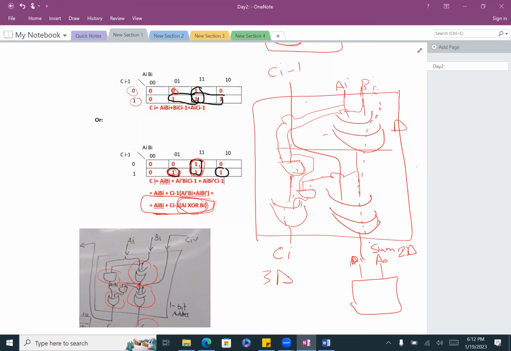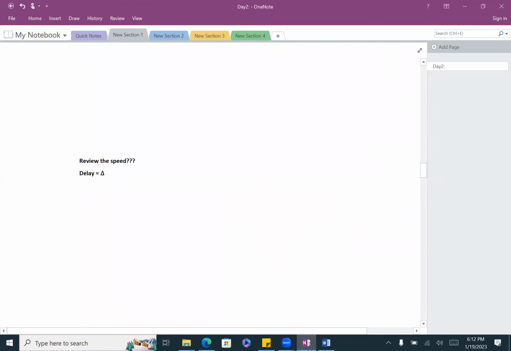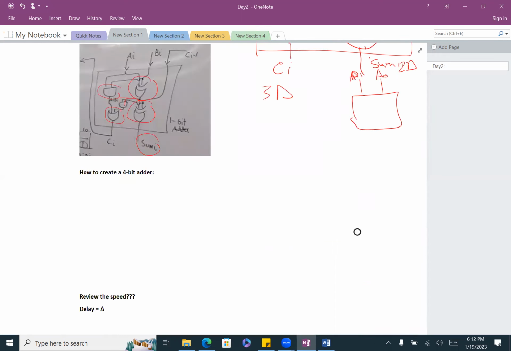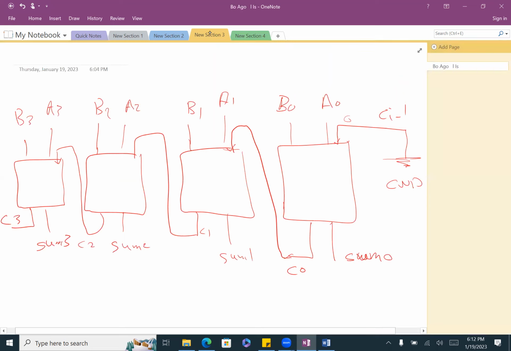So now for the 1-bit delay, how much? It's 3 delta. Now that's only for one slice. Now let's discuss the 4-bit. We drew it, I'm sorry, here, correct? So what is the total delay for 4 bits? 12. 9. Who said 9? 12. The answer is 12.